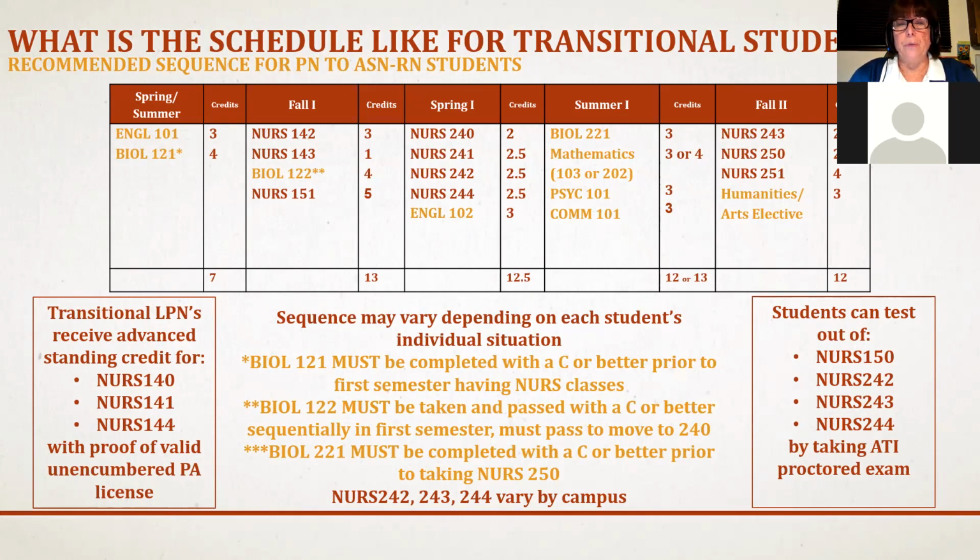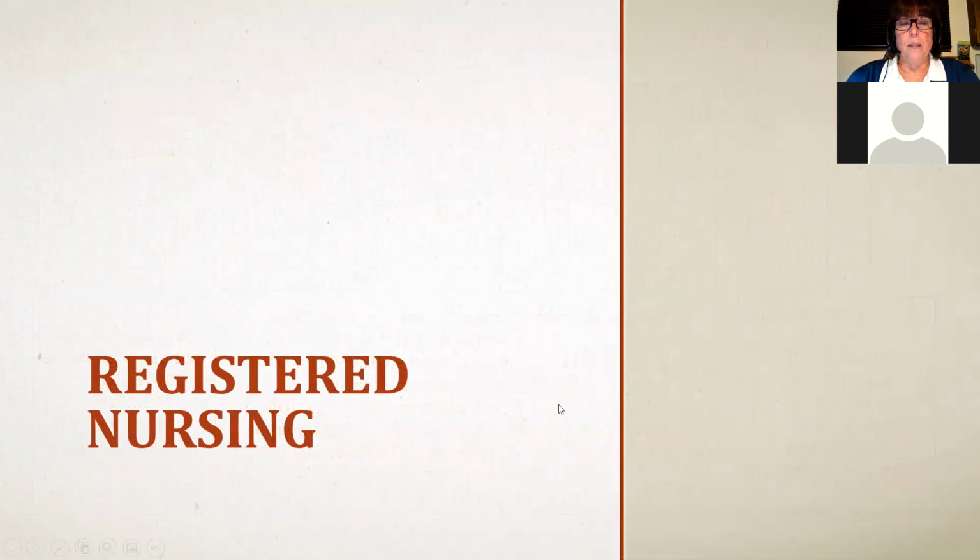For 242, 243, and 244, if they gain credit for that class, they wouldn't have to take it. If they didn't gain credit for that class, there's no penalty involved. They just simply take the course with their cohort. So that's the practical nursing program.